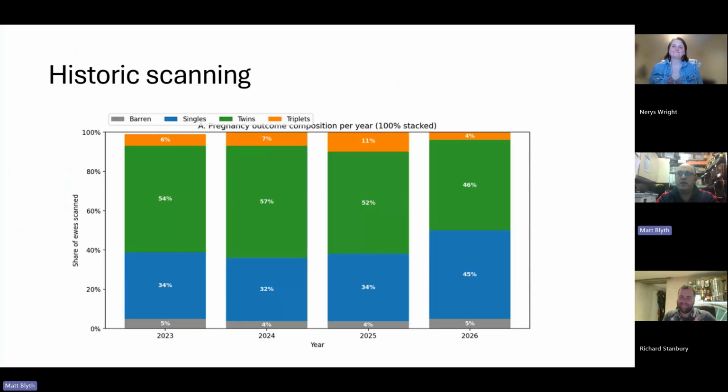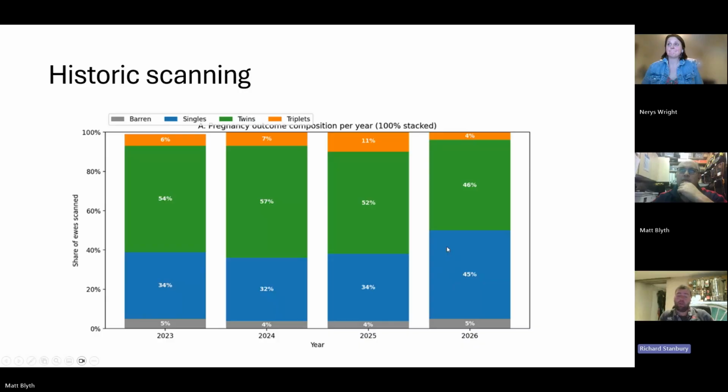And we can see that this year the singles have increased. Barren rate's gone up by a little bit compared to the last 2 years, but the biggest thing is the singles have increased, triplets have decreased, which has also made the twins slightly decrease. Got a big proportion in that blue. I think the good bit that's down there, Richard, is your triplets. We don't want a lot of triplets.